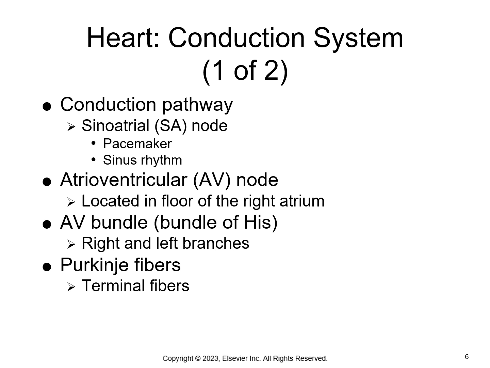From that SA node, the impulse will then go down through the atrial conduction pathway, causing both of the atria to contract. The impulse then arrives at the AV node. Once it arrives at that AV node in the floor of the right atrium, it's going to slow down, okay? And the reason why it's going to slow down is because it needs to allow those ventricles to completely fill up. Then the impulse will continue into the ventricle through the AV bundle, the bundle of His.